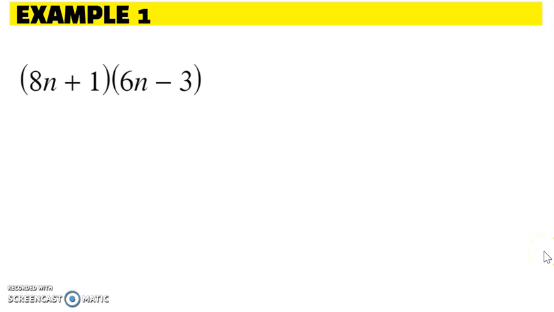Hey, what's up? Let's look at multiplying polynomials. Let's use the distribution method, okay? So distribution, you multiply times everything in the other parentheses. This is how that would look.